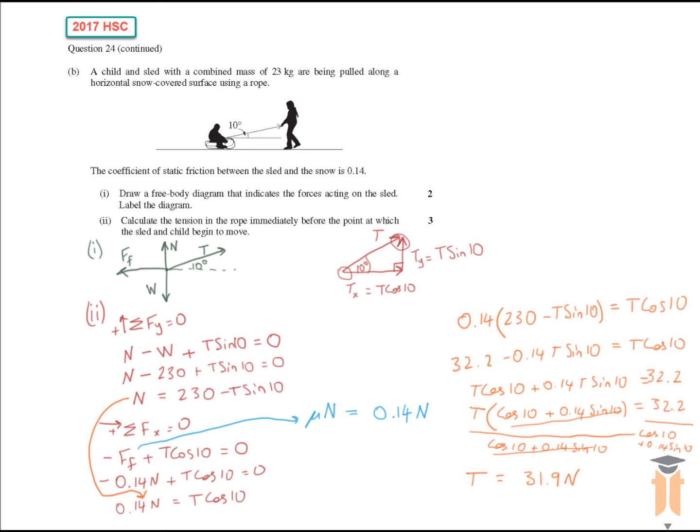So to sum up, apply sum of forces in the y direction to get an equation for your normal force, then apply the sum of forces in the x direction. Once you've got that, substitute the N equation into the 0.14N equals T cos 10 equation, and then it's up to your algebra skills to solve for T. So put all your T's on one side and the numbers on the other side, factorize the T out, and then divide by the coefficient of T on both sides to get your T value.